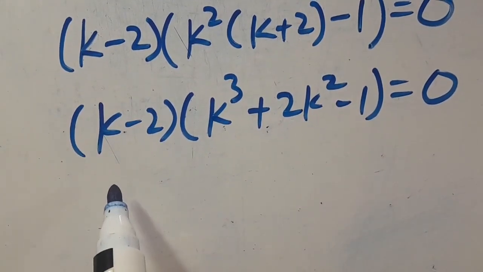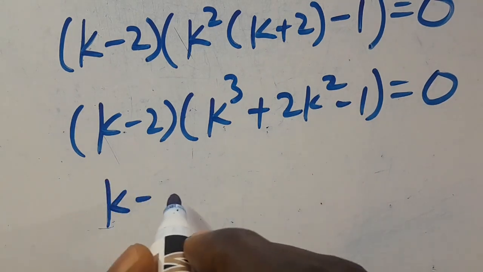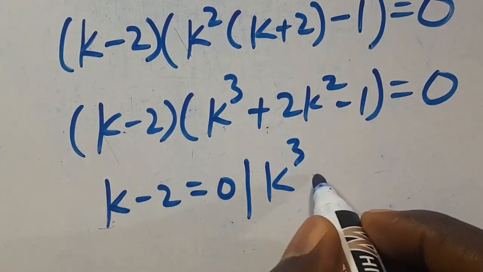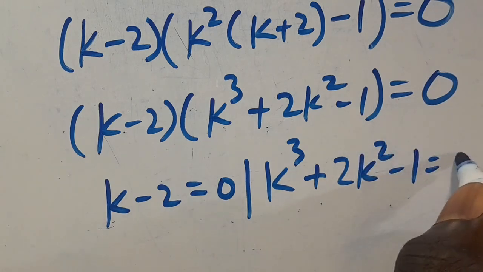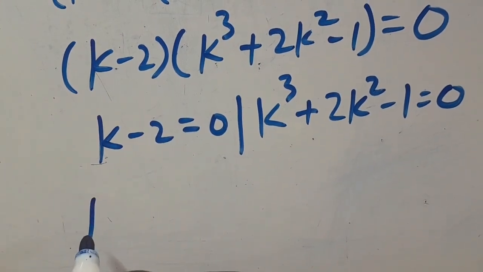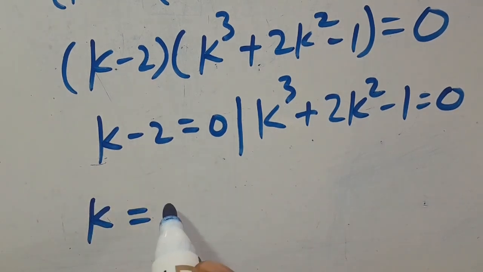Then what we are trying to say here is that for this particular expression to be equal to 0, either we have k − 2 = 0, or we have k³ + 2k² − 1 = 0. Then from here, it is obvious that we are going to have the first solution as k equals 2.